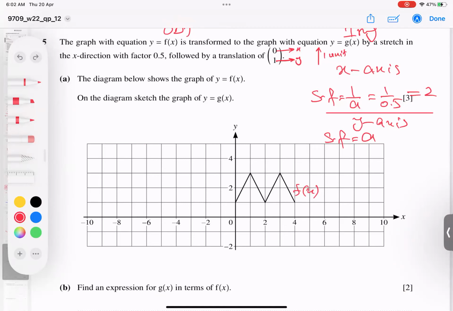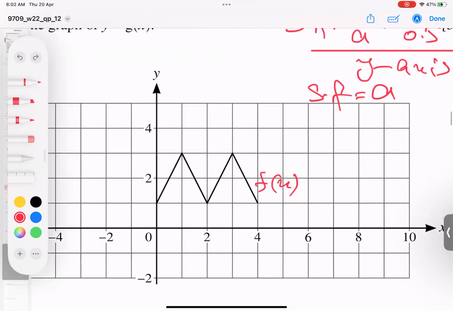Okay, so first of all, let's start sketching. Stretching parallel to the x-axis, the y value never changes. What is the y value? 3 and 2. So this y value is 3, this y value is 3. After stretching, the y value remains the same. Only the x coordinate will change.